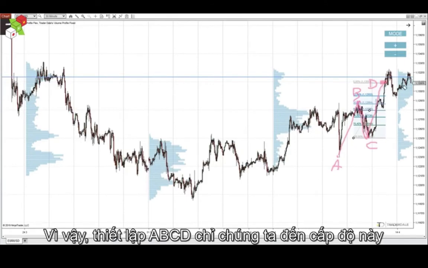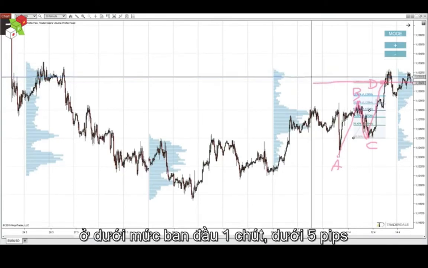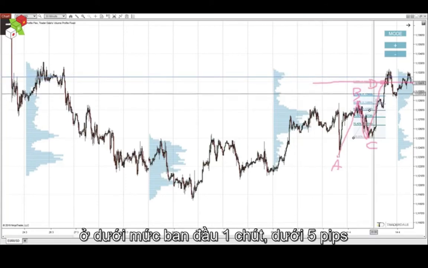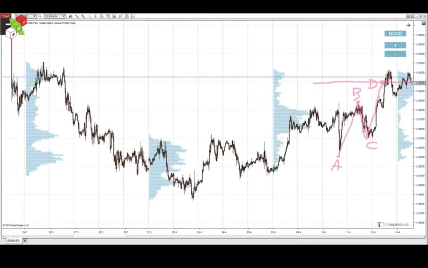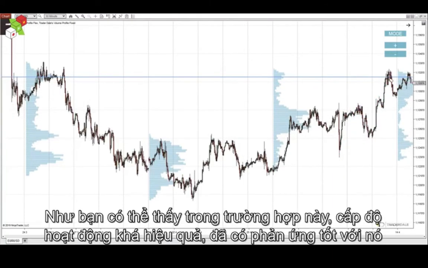So the ABCD setup points us to this level, which is a little bit below the original level we had, 5 pips below it. Alright, so it confirms the volume accumulation setup. As you can see also in this case, the level worked pretty nicely. There was nice reaction to it.